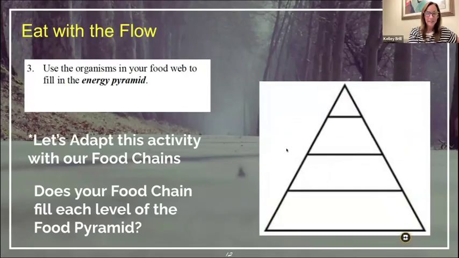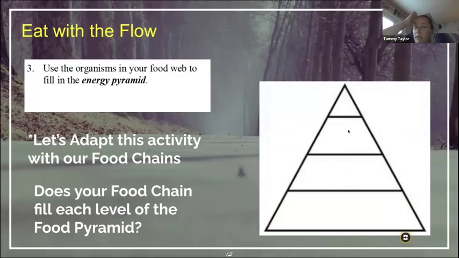Are you asking Eileen or me? The whole group. So if we put wheat down below, and then we have a mouse, would a robin go here in the third level? No, because the robin doesn't eat the mouse. Right. The robin wouldn't consume the actual mouse. It would have to be another organism, right?